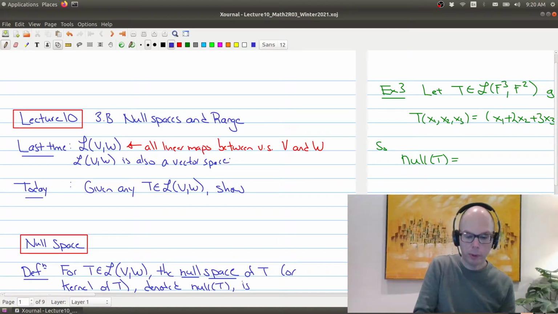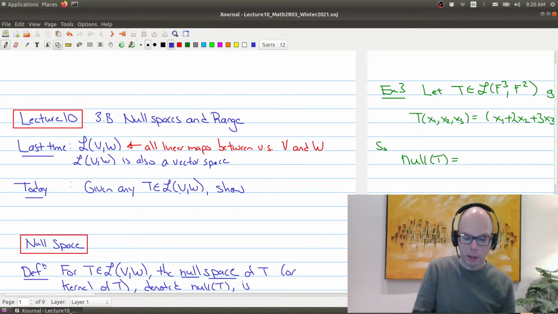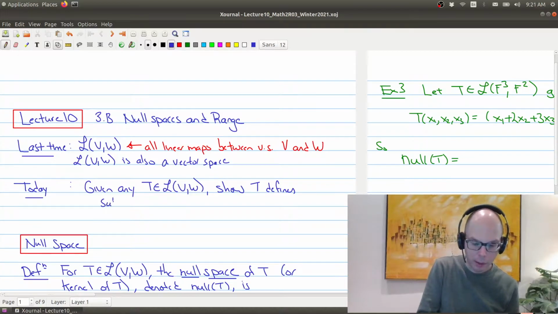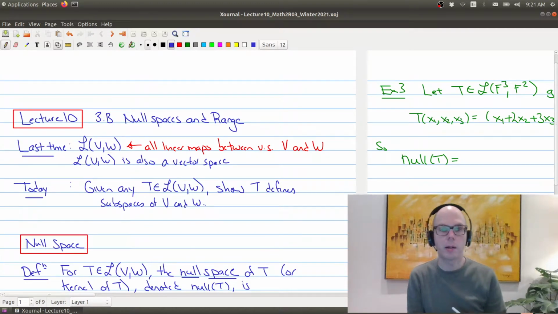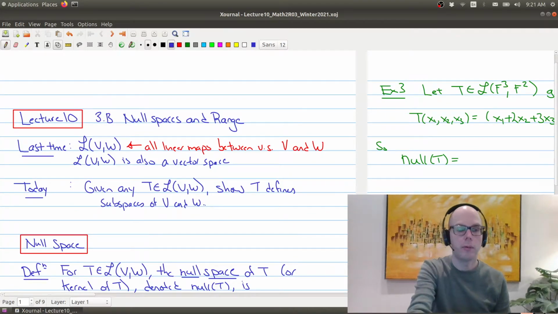Now what we're going to do today is look a little bit more closely at the elements that belong to this vector space. And what we're going to show is that each element T inside of this vector space is going to give us subspaces of V and W. Okay, so we're going to show that T defines subspaces of V and W. That's our goal today. And these subspaces will be the null space and the range.